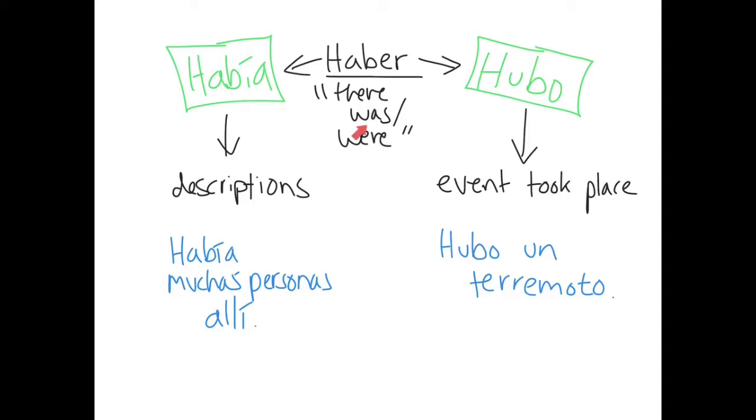So haber, again, there was or there were, but what tense you choose ultimately decides what you're saying in the sentence. So descriptions have to use había, just like había muchas personas allí. And for hubo, it's an event that took place, like hubo un terremoto. There was an earthquake. So event versus description, and that's just something that you need to memorize when to use each of these verbs. So haber in the past tense.